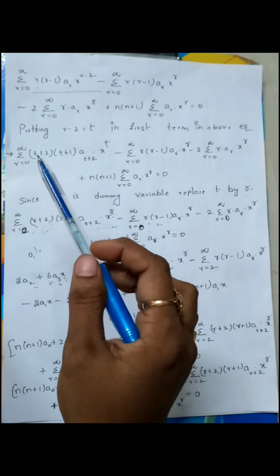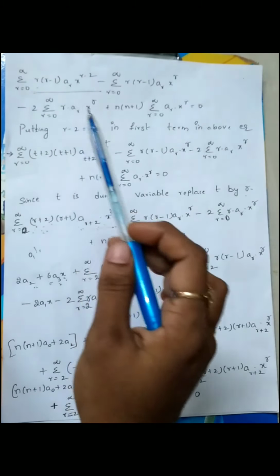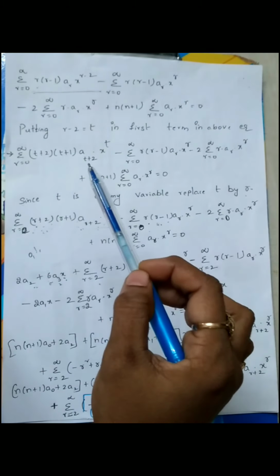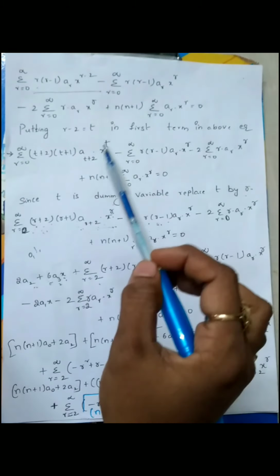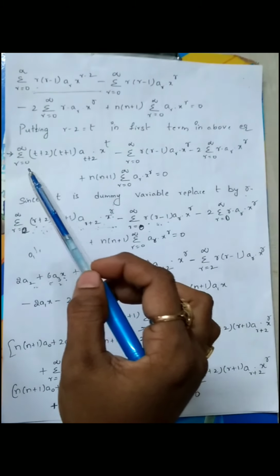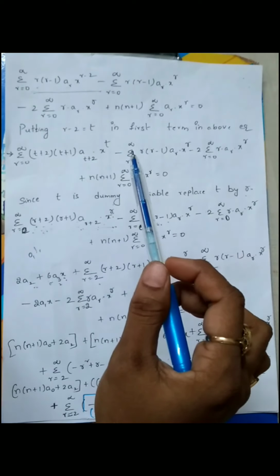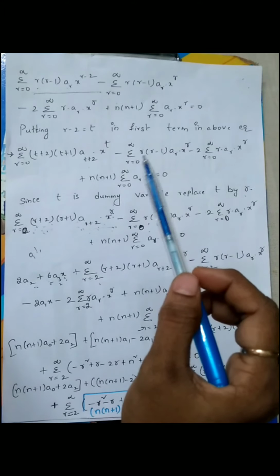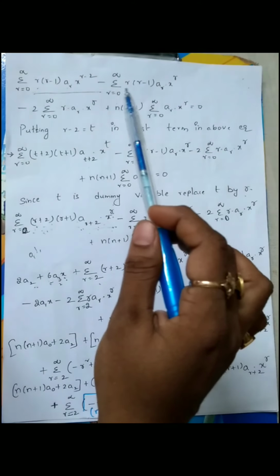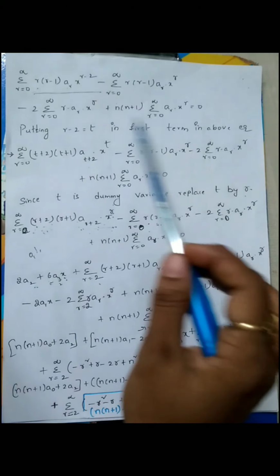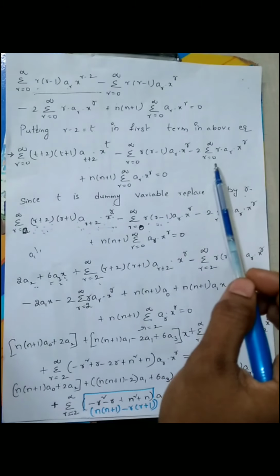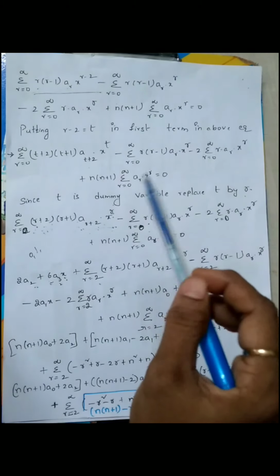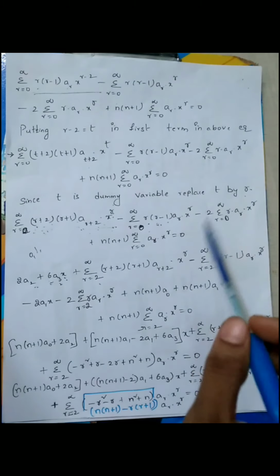After putting r is equal to t plus 2, r minus 1 means t plus 1, and in place of r we put t plus 2. R minus 2 means it's t. So the term changes like this. The remaining terms we write as they are, with no change: minus sigma r is equal to 0 to infinity r into a r x power r, plus n(n plus 1) sigma r is equal to 0 to infinity a r x power r is equal to 0.